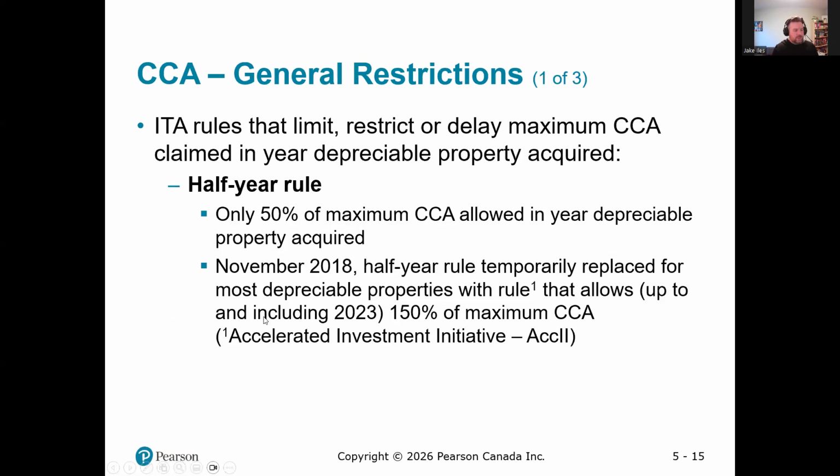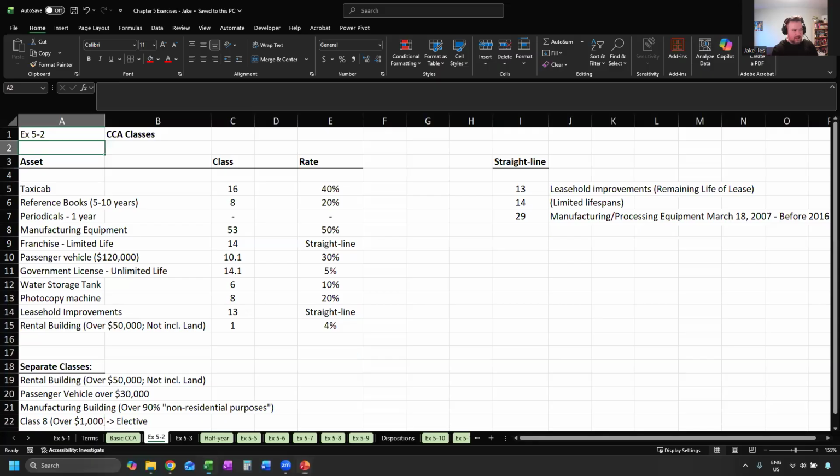So in 2018, the change that happened was the accelerated investment incentive that allowed that 150% of maximum CCA could be taken the first year. In November, they wanted to encourage businesses to add properties, to add machinery. And so they said, hey, new properties purchased, instead of taking half the CCA, instead of taking minus 50% of the CCA, you can add 50% instead, meaning your CCA is going to be at 150% instead of 50%. The actual wording in the rule was first year CCA is times 3.